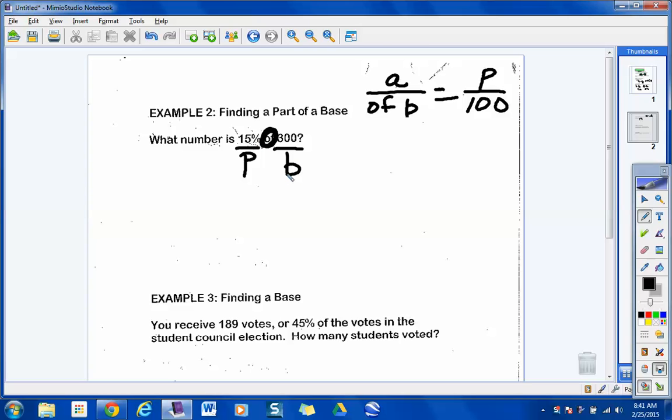What's it say we're finding right here anyway? Part of a base. Isn't this saying part of a base? The part is A, isn't it? Part of the base is P%. So what's my proportion going to look like? Well, it's going to look like A over what value, guys? 300, the number that just came after the word of, equals my percent. What is my percent, kiddos? 15 over 100. Okay, so it says what number is 15% of 300? Basically, we want to know 15% of 300. You get 45 when you do that, right?